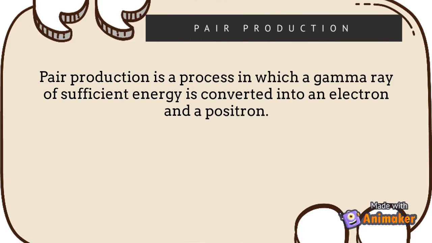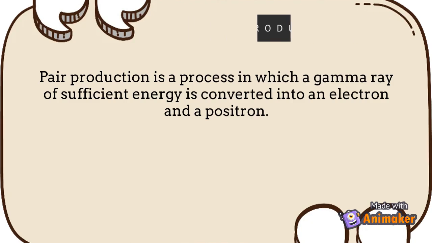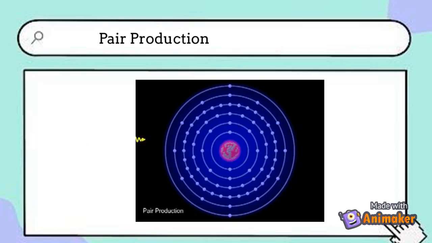Pair production. Pair production is a process in which a gamma ray of sufficient energy is converted into an electron and a positron. What happens in pair production? In pair production, the X-ray travels into the nucleus, and the nucleus releases two particles, one negative electron and the other positive, called a positron.